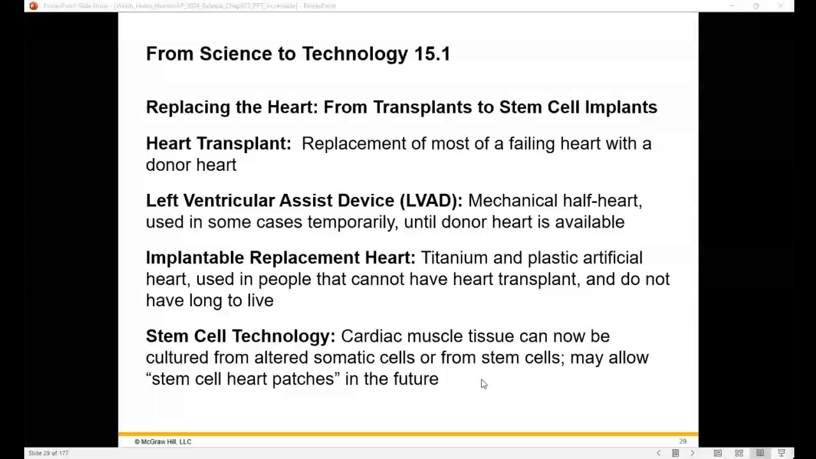Stem cell technology. Cardiac muscle tissue can now be cultured from altered somatic cells or from stem cells, and this could allow stem cell heart patches in the future.